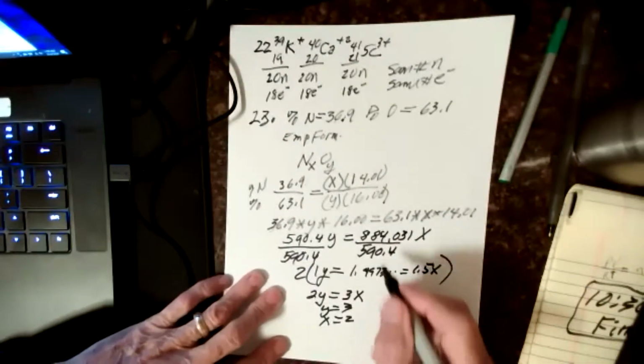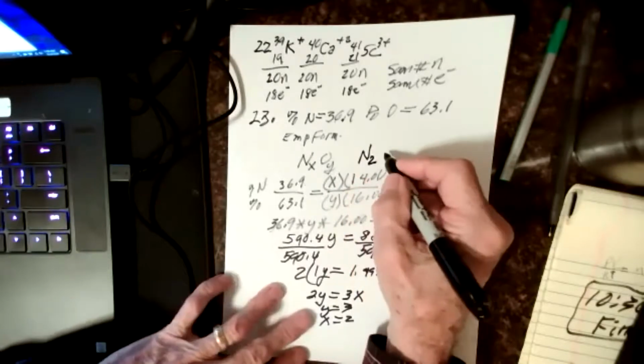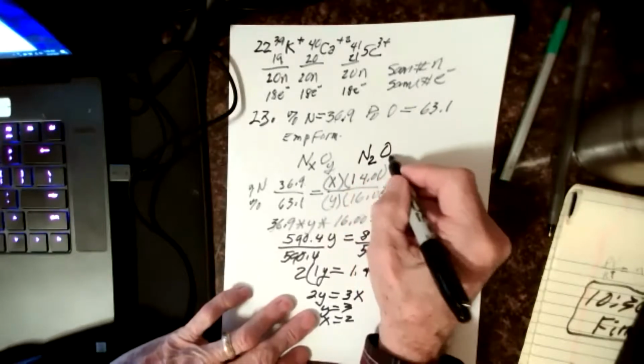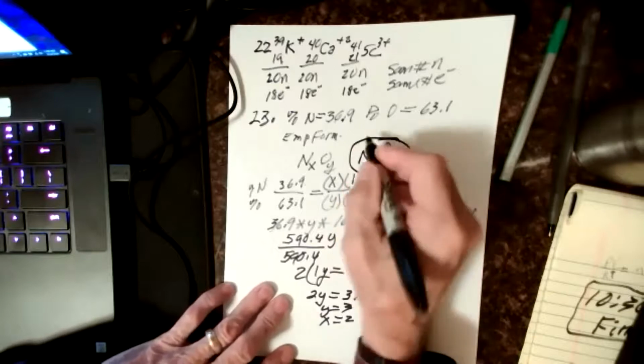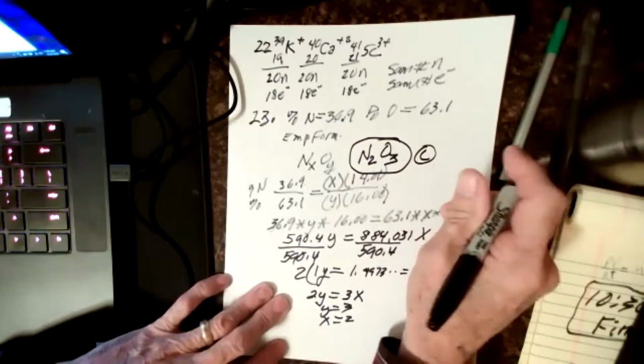So my formula then: X is 2, so N2, and Y is 3, so O3. The correct answer for the compound is N2O3. That's C on the test.